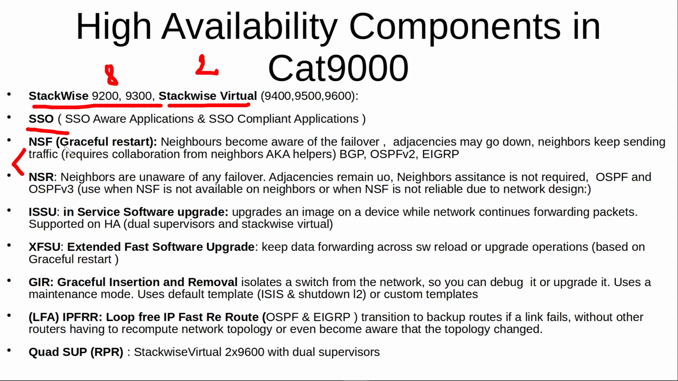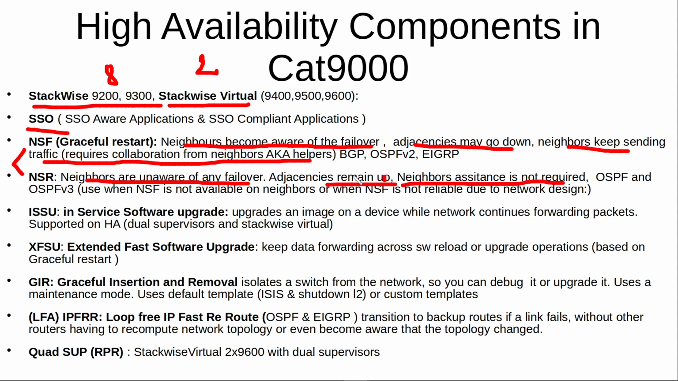When using NSF, the neighbors become aware that you're having a failover. With NSR, your neighbors are unaware that you're having a failover. With NSF, your adjacencies may go down. With NSR, your adjacencies remain up. With NSF, your neighbors will keep sending traffic, so that means that it requires collaboration from neighbors that are known as helpers. In NSR, the neighbor's assistance is not required.